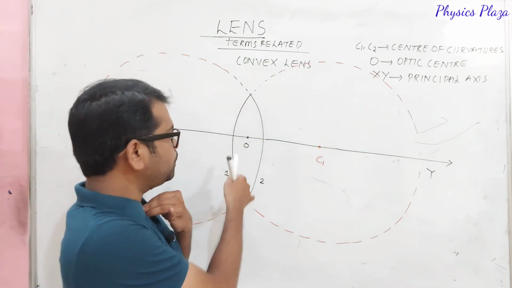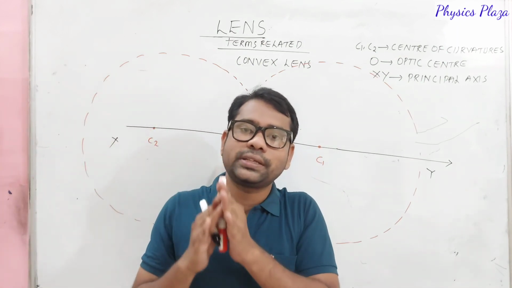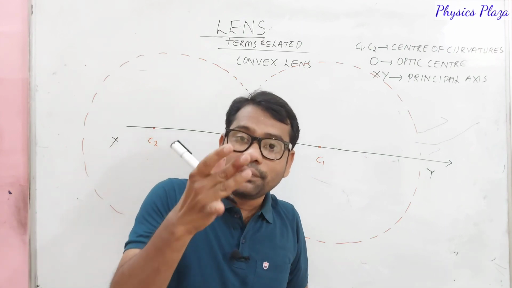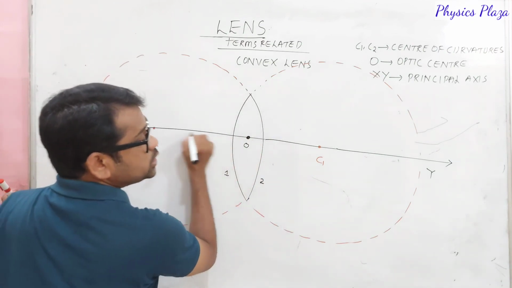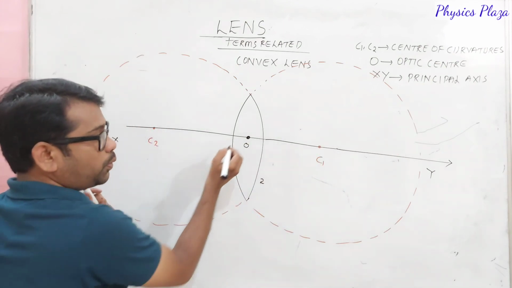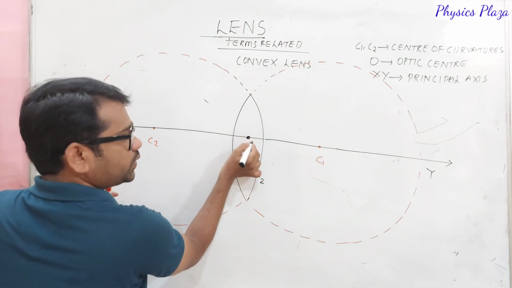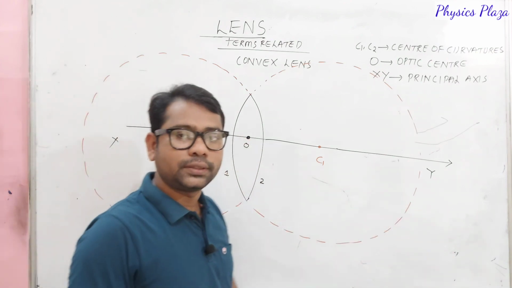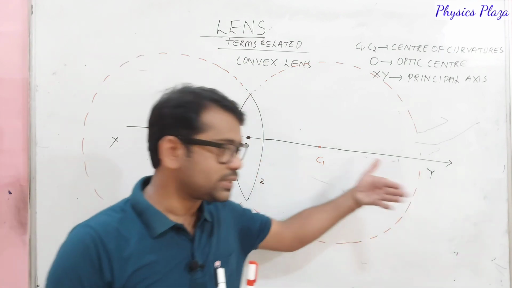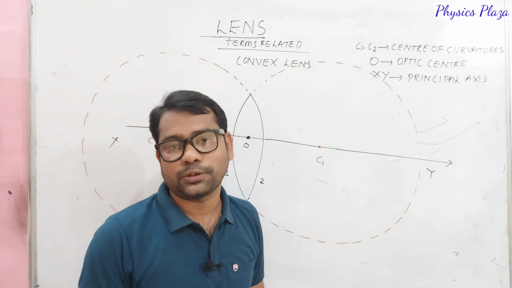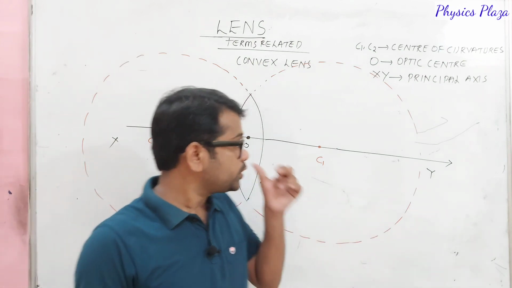Now come back to the point called optic center. Generally, optic center is what, children? The geometric center of the lens is the optic center. But scientifically, how can we define it? This is a point on the principal axis through which if any light ray is passing, it will go undeviated. Why the light ray will go undeviated when it passes through the optic center, we will discuss in the next discussion. It is very important.